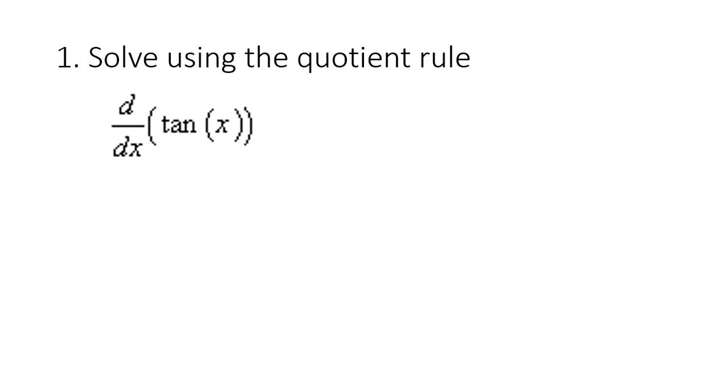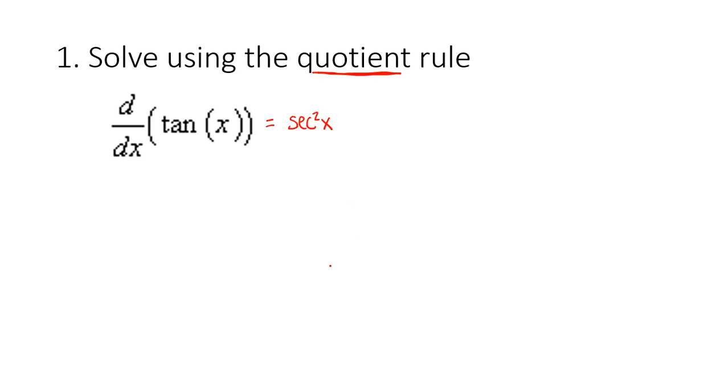Alright, here's our first question. We have the derivative of tangent of x, because I'm going to throw in some trig, just like last week, into this week's test. So I'm going to throw in some derivatives of trig and some integrals of trig. Now, we already know that the derivative of this is secant squared of x. But I was trying to see if you could prove it using the quotient rule.